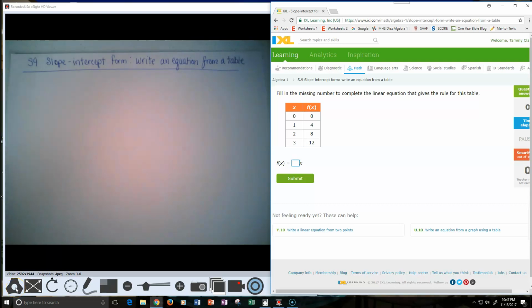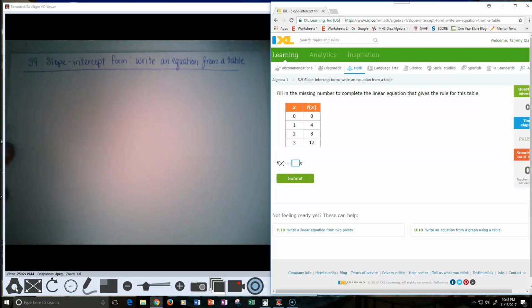Hello, we're going to look at S9 now, slope-intercept form, writing equation from a table. We're asked to fill in the missing number to complete the linear equation that gives the rule for this table. All that means is that every table has an equation that governs it. In other words, when you put in a value for x, you get a value for y. So we're going to find out what that rule is.